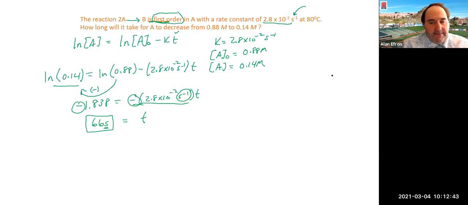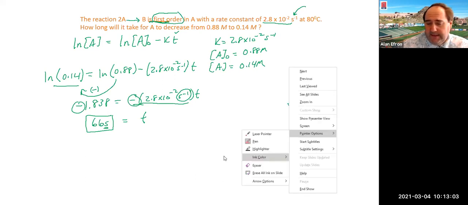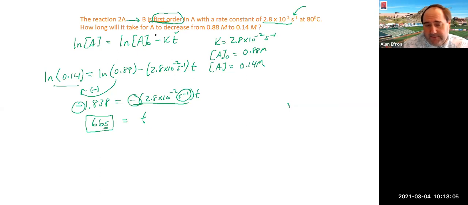So again, they won't always tell you right there in words that it's first order. You want to look for those little keys to help you figure that out when we see the units associated with the rate constant. Also really important when you're using this equation as well, we may see it along the way, is these two terms right here.